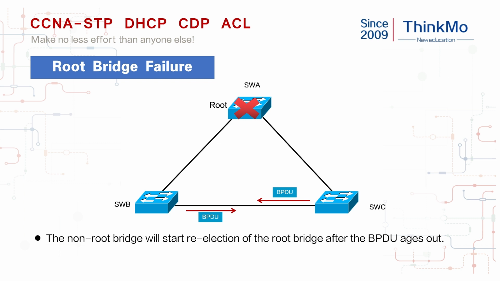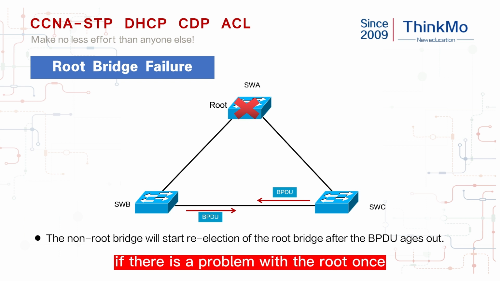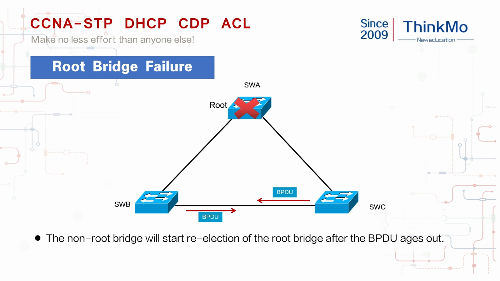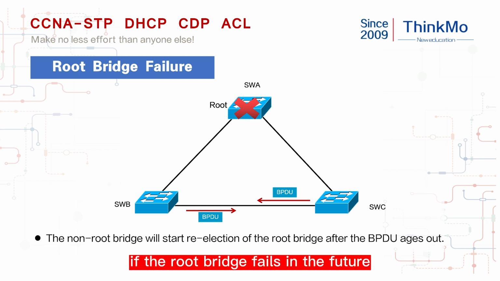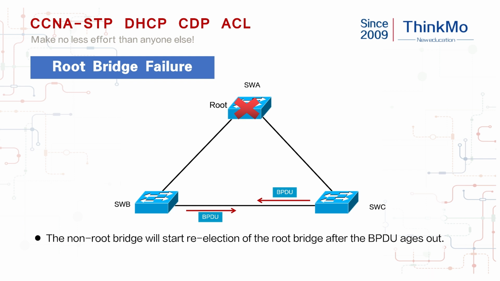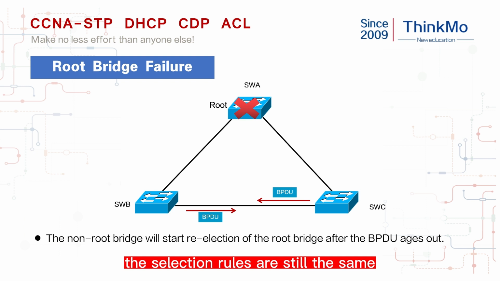First of all, if there is a problem with the root bridge, it will not send BPDUs to the outside world. If the root bridge fails in the future, then the blocked line will be reopened. Both of them have to be re-elected. The selection rules are still the same.